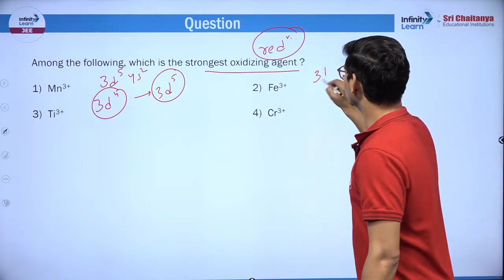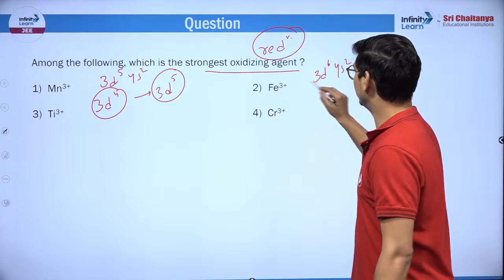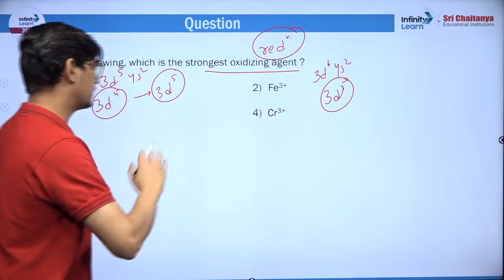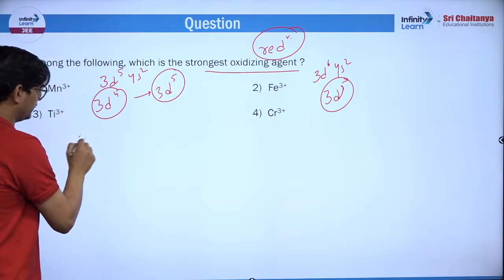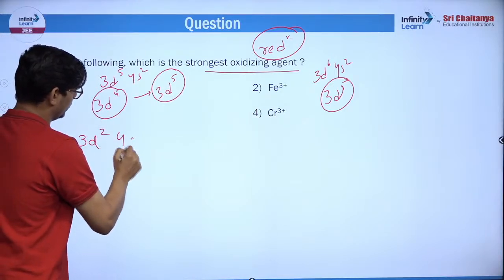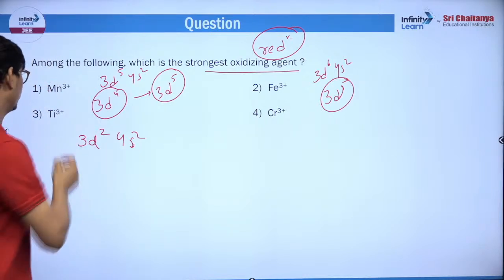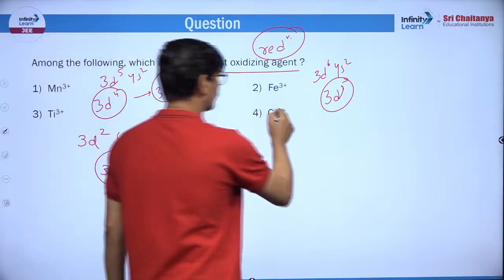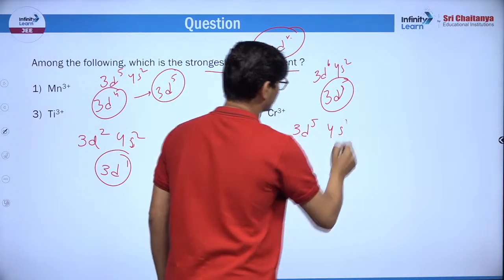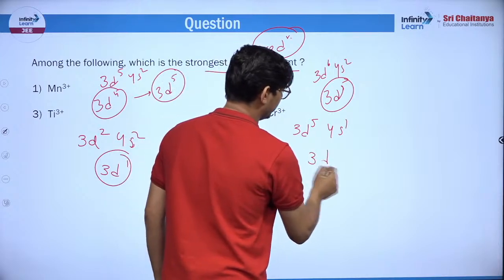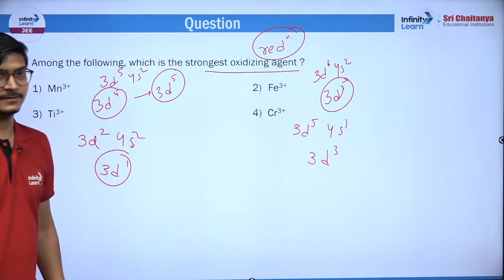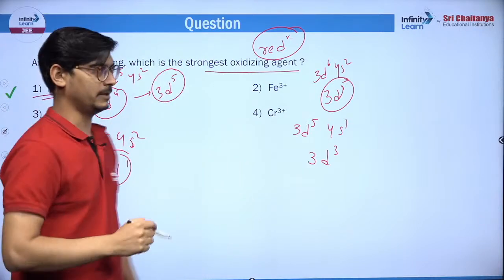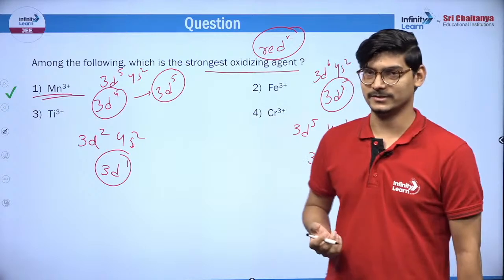Fe3 plus, iron is 3d6 4s2, Fe3 plus, you remove 3 electrons, it is 3d5. No, it is comfortable, right? It can stay 3d5. Titanium is 3d2 4s2, right? Titanium, you remove 3 electrons, it is 3d1. No, it will rather want to lose 1 electron, right? Chromium is 3d5 4s1. You remove 3 electrons, it is 3d3. Right? Yes, that is t2g3, that is stable. So the highest tendency for reduction will be for Mn3 plus, that will be the strongest oxidizing agent.